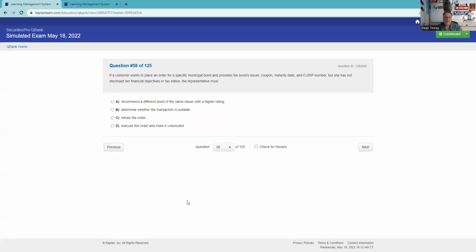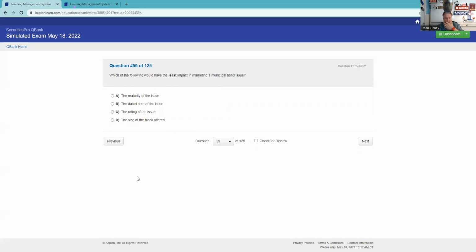A customer wants to place an order for a specific municipal bond and provides the bond's issuer, coupon, maturity date, and CUSIP, but she has not disclosed her financial objectives or tax status. What should the representative do? Well, recommend a different bond? How can we do that? Refuse the order? No, we're going to mark the ticket unsolicited. I mean, that's his or her idea. So we're going to execute the order and mark it unsolicited.